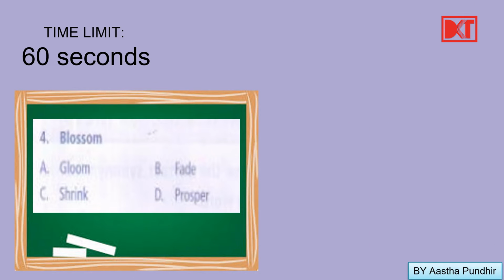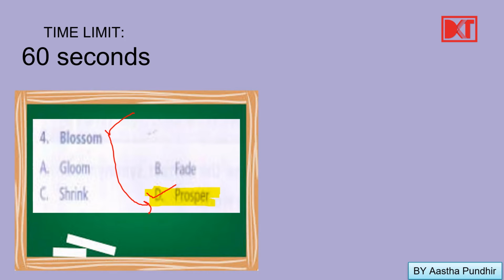Okay, now the other word is blossom. Blossom, the options are A, gloom, B, fade, C, shrink, D, prosper. Here the correct answer is D, prosper. Prosper means to grow and blossom. Blossom we use for flowers, the flower blossomed. Similarly, we can use D, prosper, which means something is growing and developing.